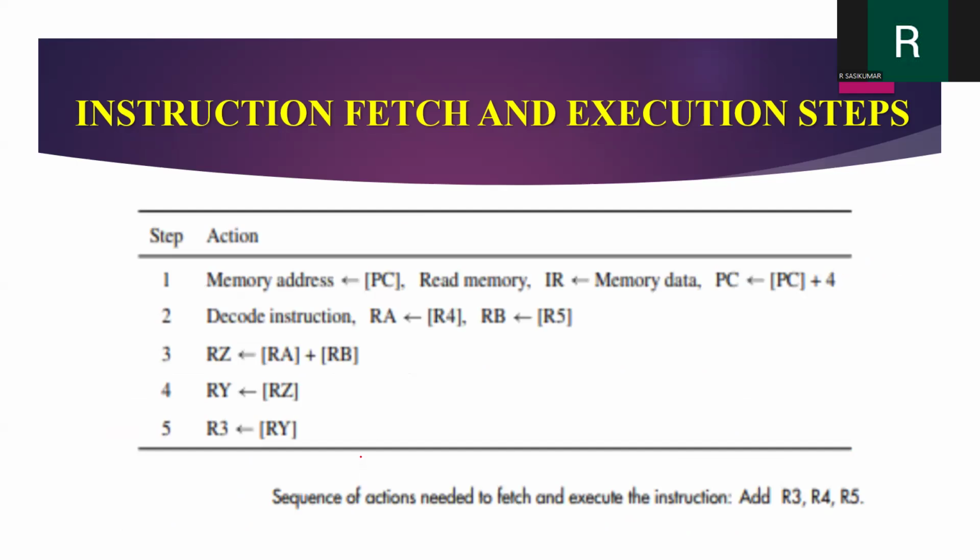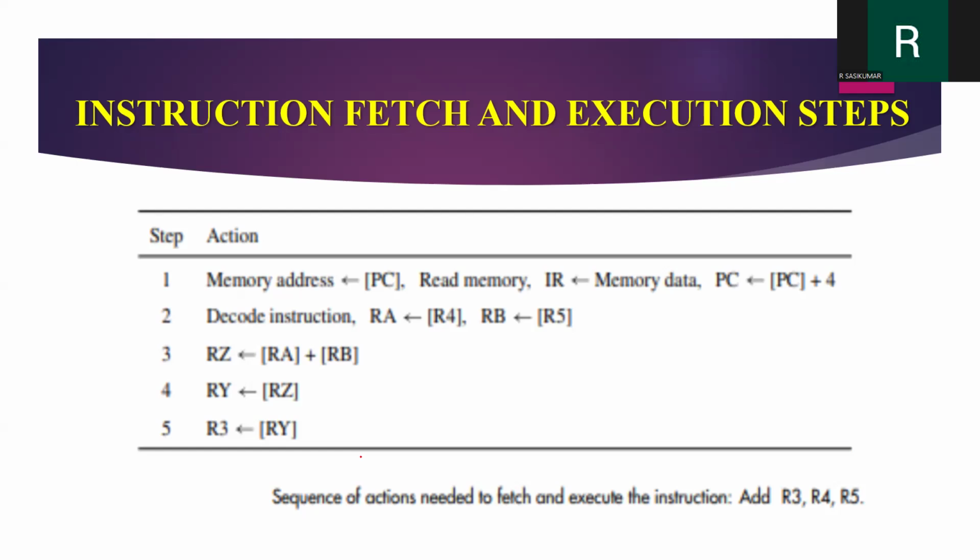And what are the steps required to fetch and execute the instruction add R3, R4, R5? The add instruction belongs to the R format instruction. R format instruction contains three operands, two source registers and one destination register. R3 is the destination register, and R4, R5 are called the source registers.